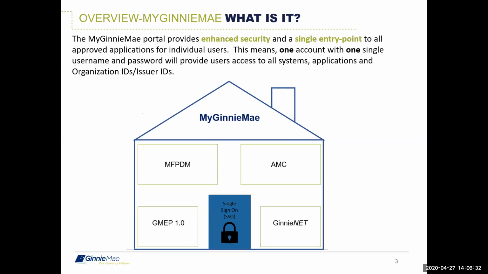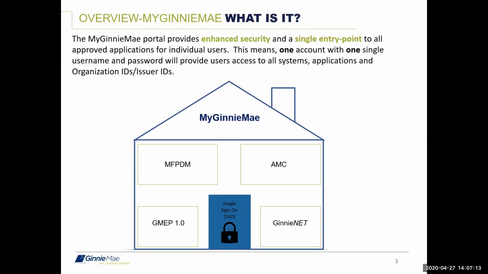So MyGinnieMae has a really secure front door. It's like a house. And inside of the house are all of the business applications that you need to do business with MyGinnieMae. It has our legacy systems, GMAP 1.0 and GinnieNet, which are untouched. They remain intact as they were if you were logging into them directly. It also has our modernized applications like the multifamily pool delivery module and the access management console, which our organization administrators use to onboard and manage end users into MyGinnieMae. All of those systems and applications are housed in MyGinnieMae.